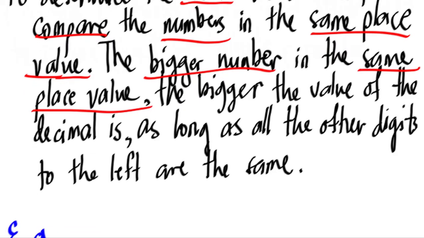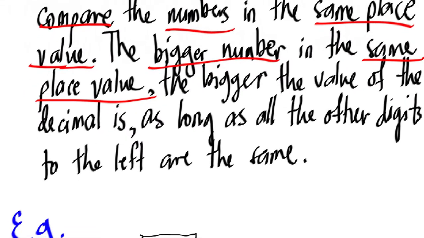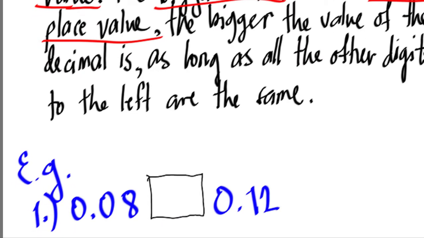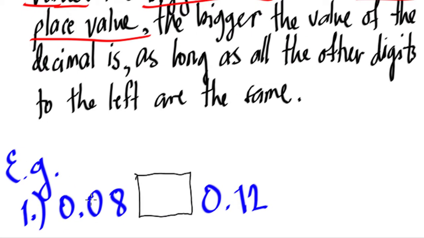First in line, number one: 0.08 versus 0.12. Which one is bigger? Let's first look at it going from left to right. We have the ones digit, they are the same, so we cannot say anything about it. Here's a decimal point already. After that, we have the tenths digit. Let me write it down.